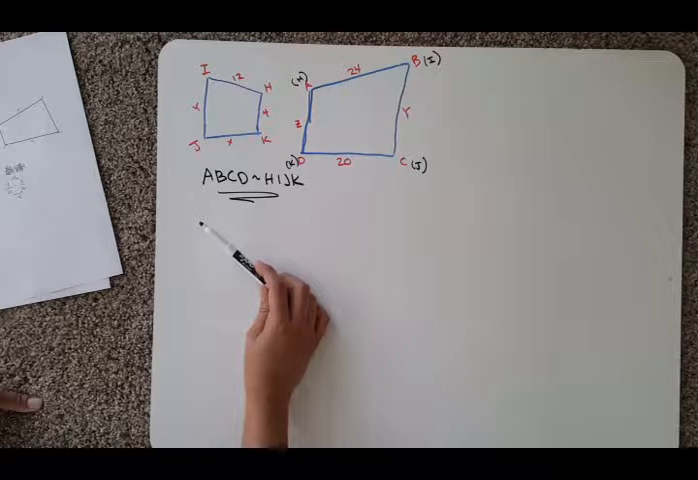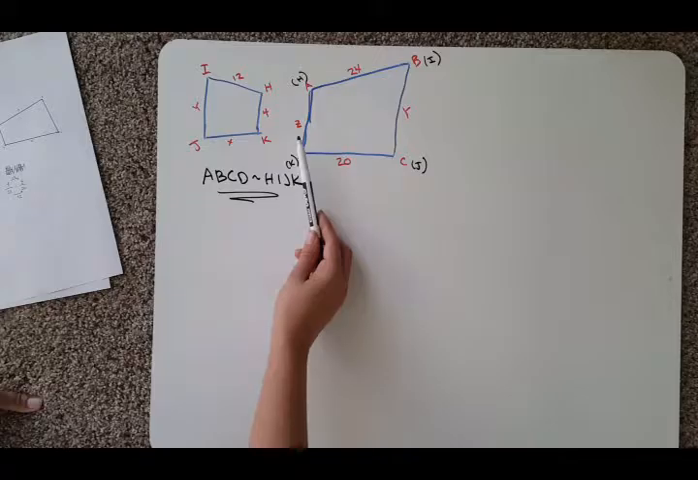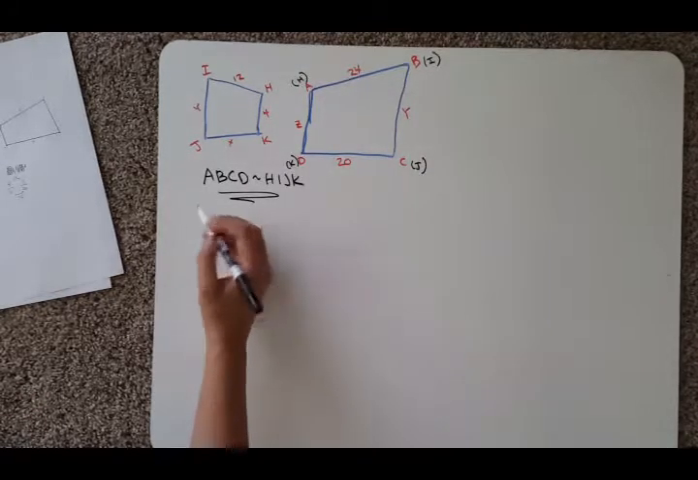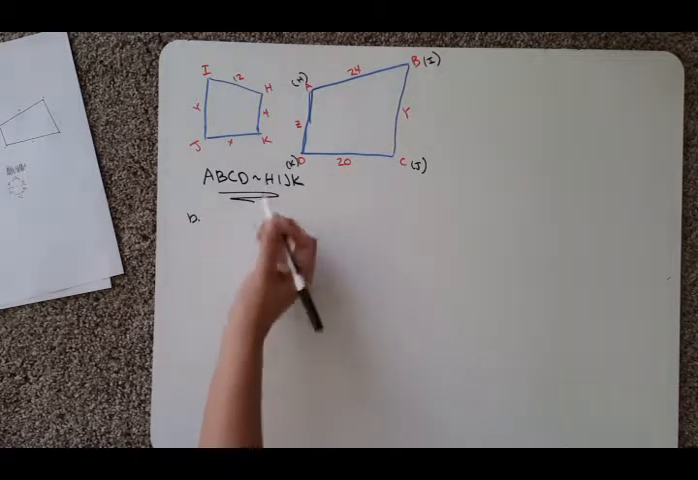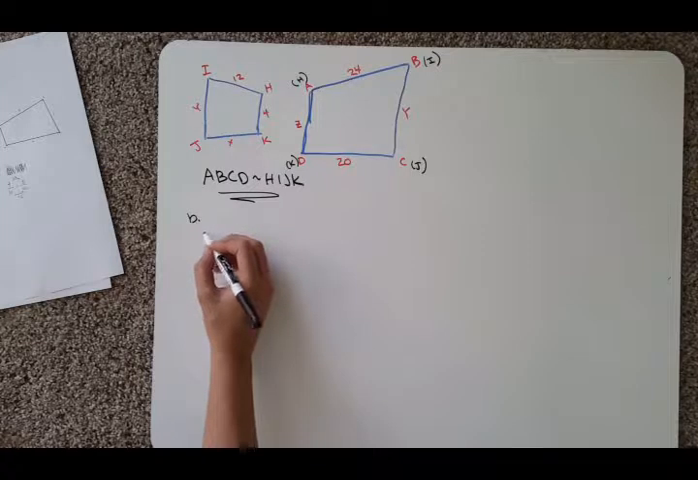So B says find the values of x and z. So let's just write B over here. So let's start with x.